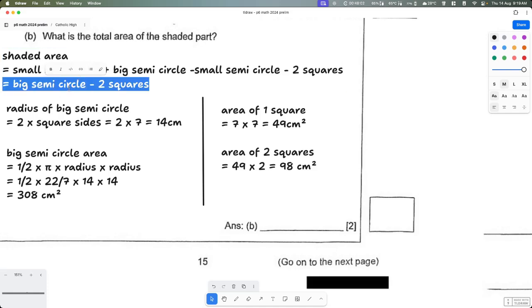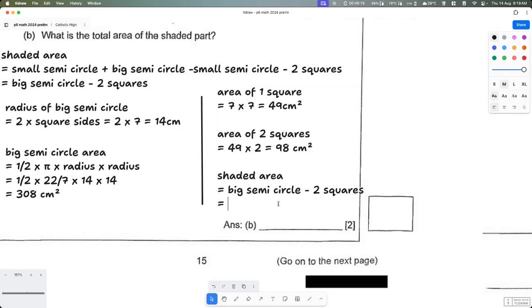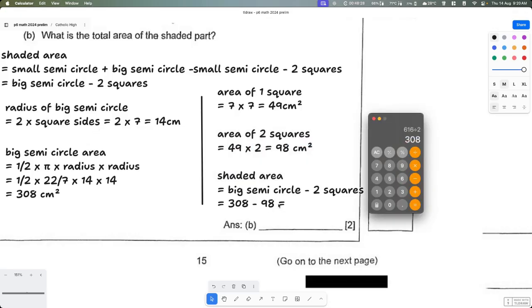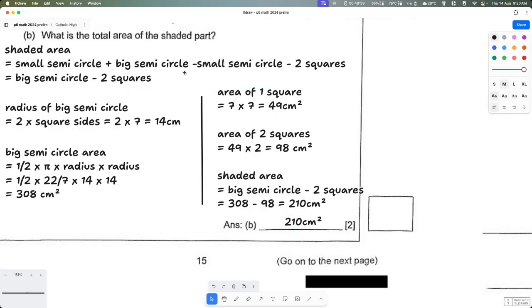So the shaded area is big semicircle minus 2 squares, right? So shaded area is equal to big semicircle minus 2 squares, which is equal to 308 minus 98. What will this give us? 308 minus 98 is 210 centimeters squared. So that's your answer, 210 centimeters squared. Okay, that's it. All right, let's move on to the next question.